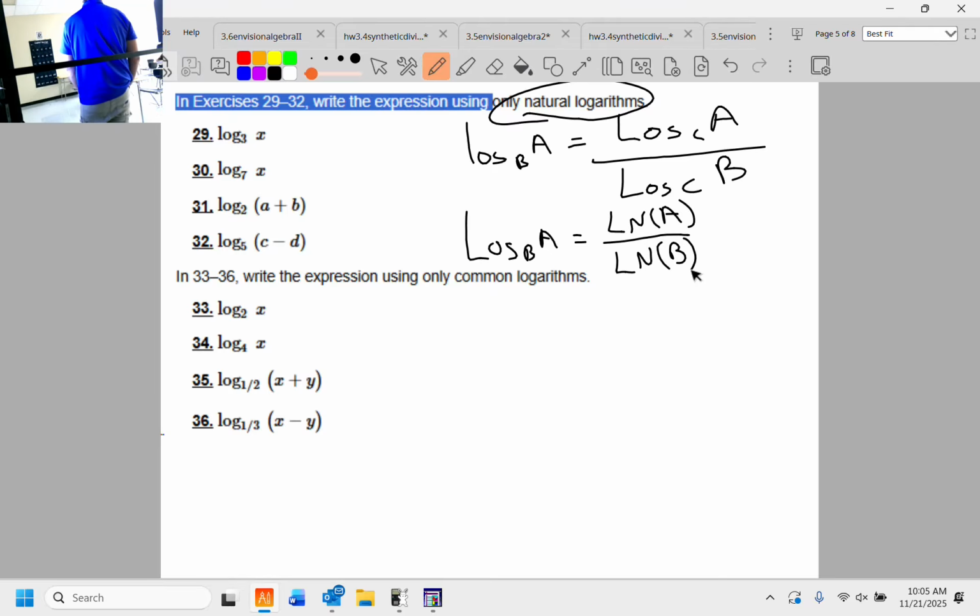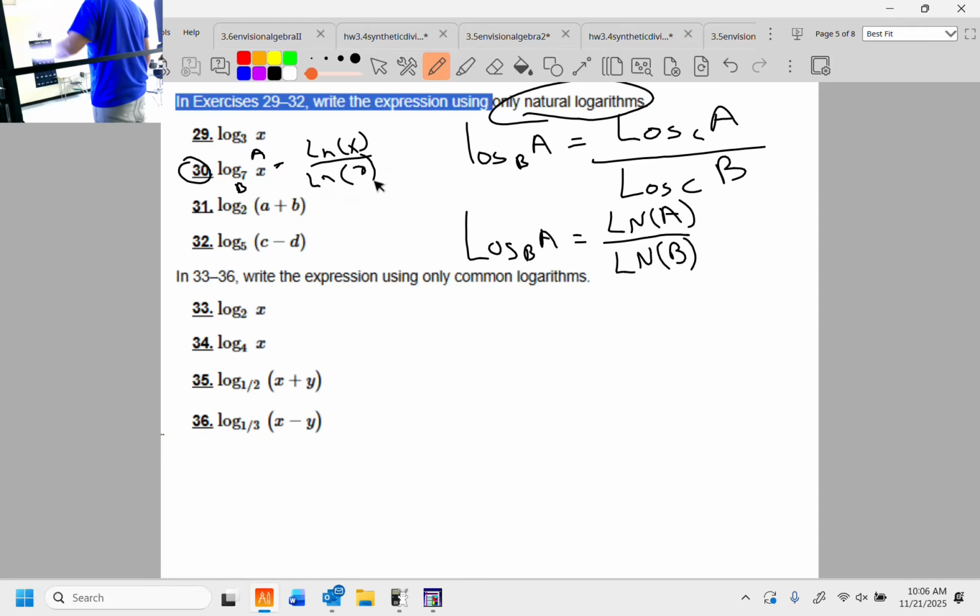So natural log is ln, and the common one is log. Okay, so if I did 30, the argument is x and the base is 7. What's high stays high, what's low stays low. You have the ln of x over the natural log of what? 7. Okay, why don't we do 32 together? I want to say it's ln of c minus b, and then over ln 5. That's exactly what it is.